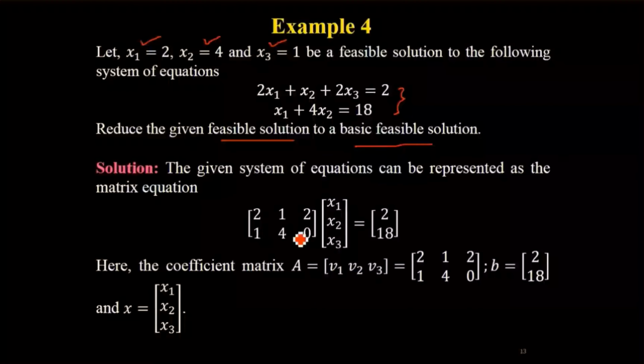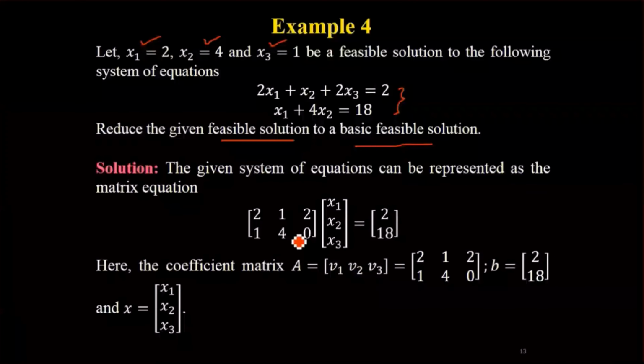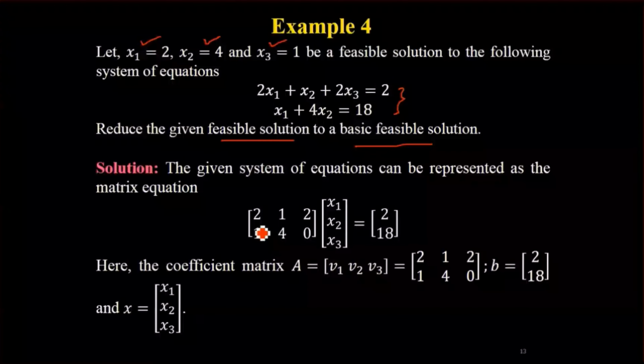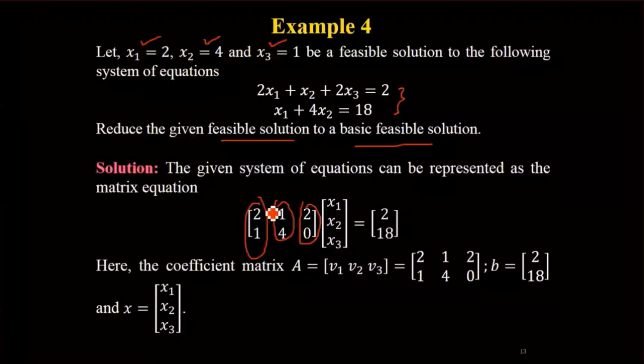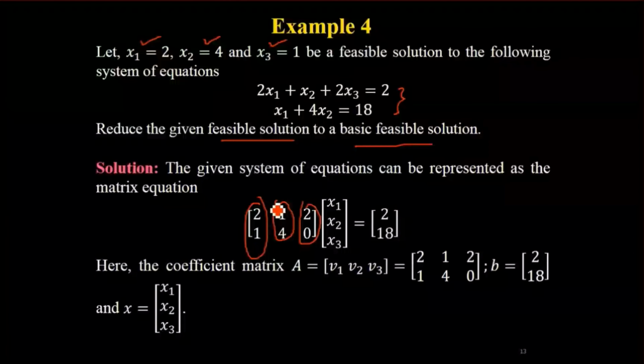Okay, you can see this coefficient matrix, it is not a square matrix. There are 2 rows and 3 columns, which means any one of the vectors, like this one is a vector, this is the second vector, this is the third vector. So any one of the vectors can be written in terms of the other vectors.